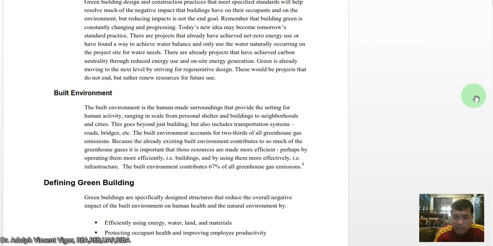It is important that those resources are made more efficient. Perhaps by operating them more efficiently, buildings, and by using them more effectively, infrastructure. So the built environment contributes to 67% of all greenhouse gas emissions. If you relate this to planning, guys, and to urban development, you could see that the built environment really contributes a lot to the greenhouse gas emissions. That's why when you think about planning, you should think about doing green buildings and adding sustainability principles in your designs.